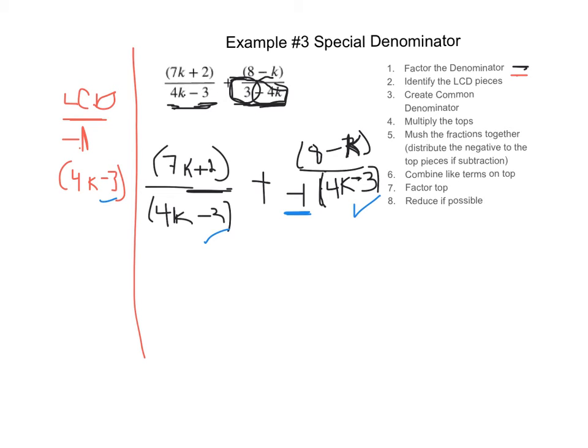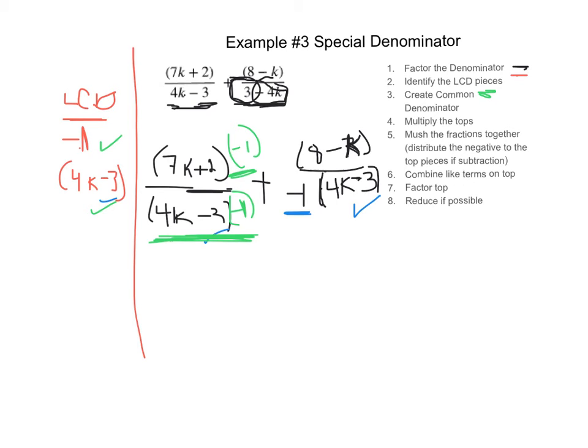Wonderful. Okay, we have the negative 1. So, create common denominator means we make sure that all the pieces of the LCD are under each fraction. Now this first fraction is missing the negative 1 down here. So we're going to multiply top and bottom by this negative 1 over negative 1, so I can create the common denominator. Okay. So now I have all the elements of my LCD underneath this first fraction.